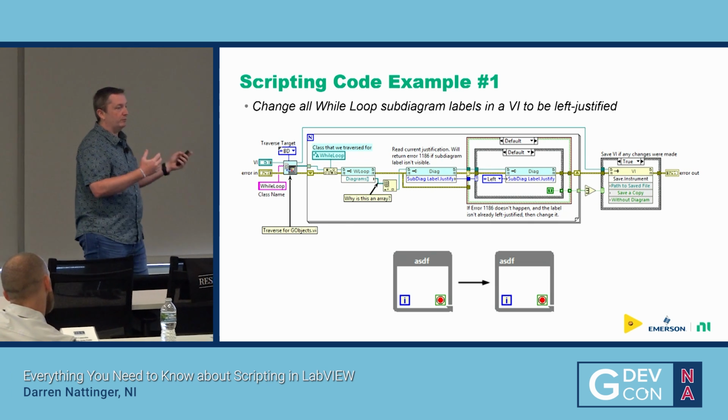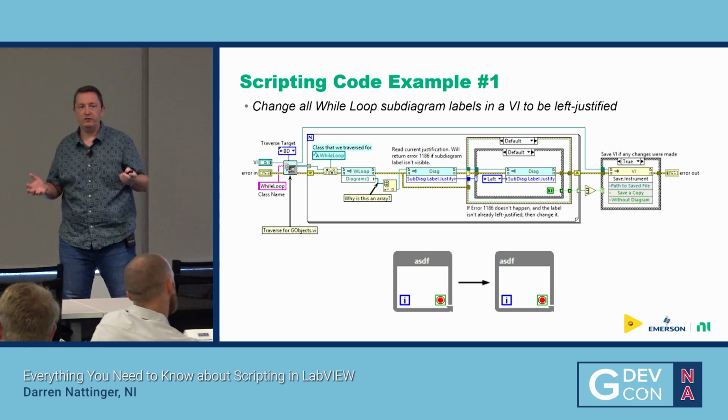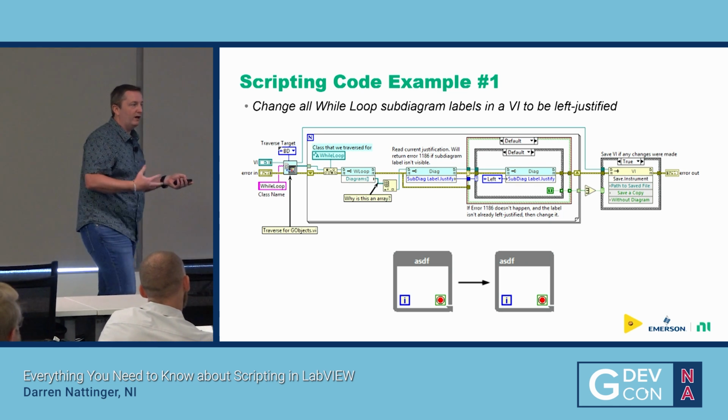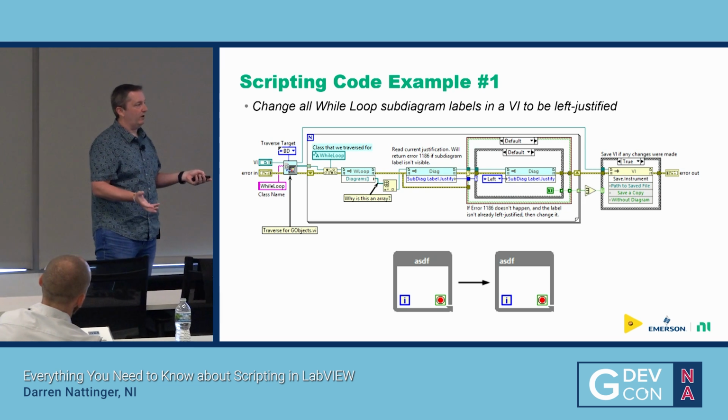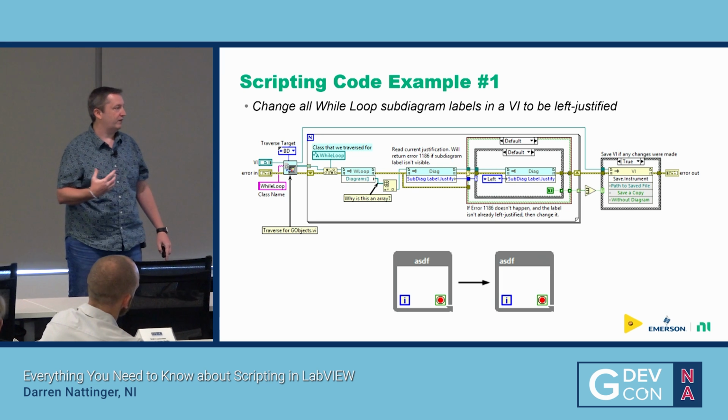I'm going to talk through it from the left to the right, okay? The first thing we're going to do is find all of the while loops on the block diagram. Then for every while loop, we are going to get the diagrams of the while loop, pull off the first one, and get the subdiagram label justification of it.